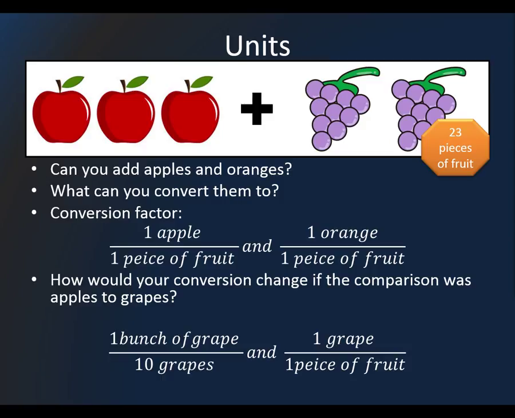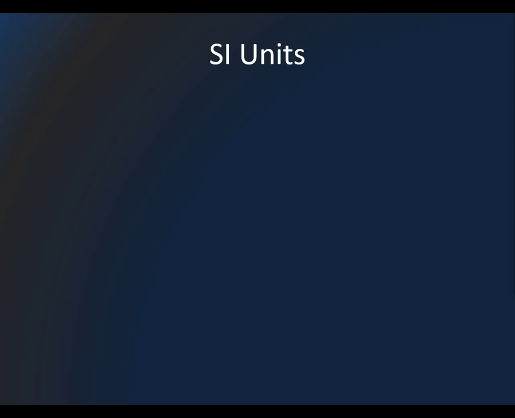The units we've been using to play with this conversion have been apples, oranges, grapes, and pieces of fruit. Let's take a look at the units that we're actually going to use this year. They're called the SI units. Not feet, yards, but actual useful units, and they're useful because they're base 10 units.